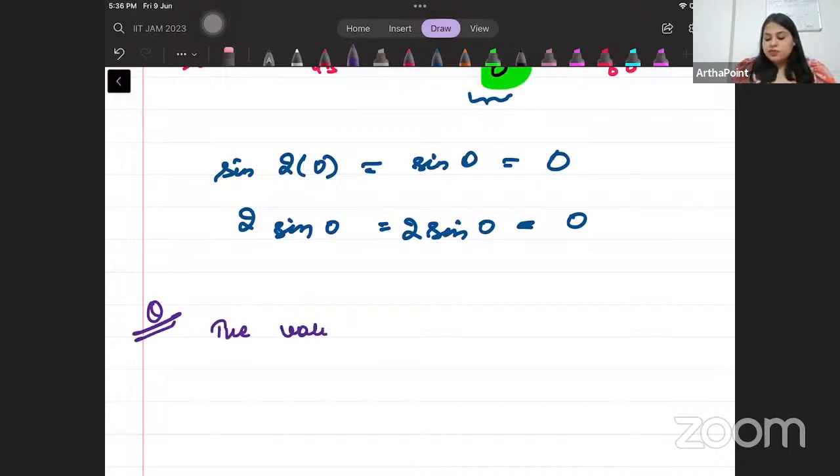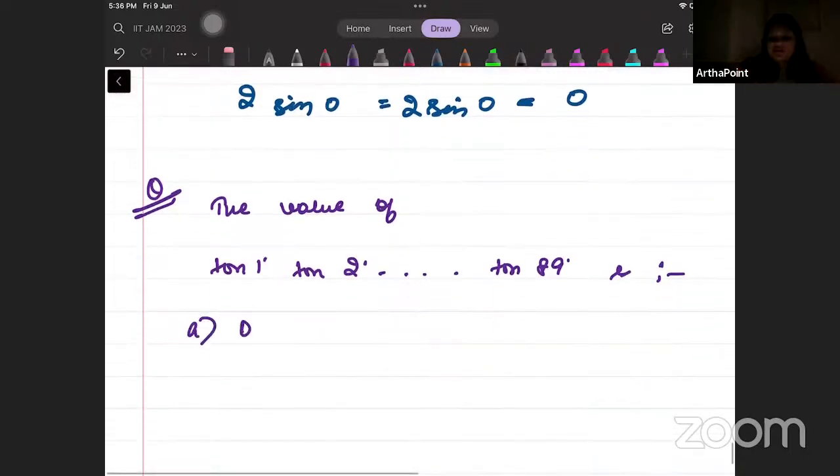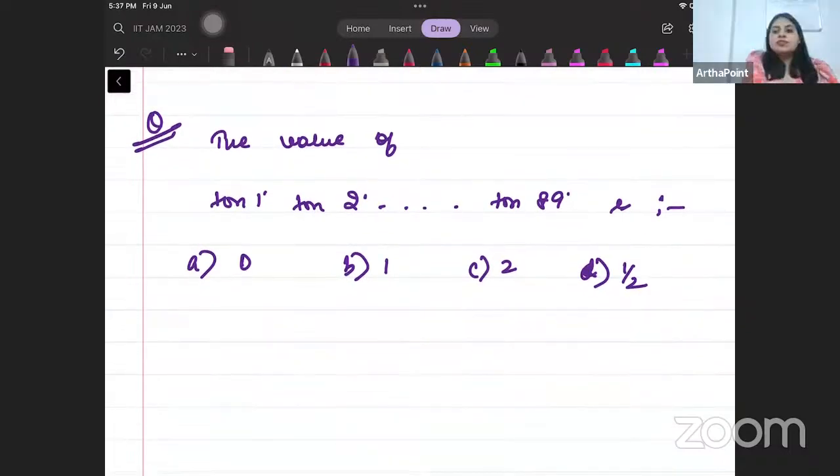Right? So now I'm giving you a difficult one, and I want you to try this. The value of tan 1, tan 2 till tan 89 is, and the options are 0, 1, 2, or half. So which of the following is the correct option? You have to go ahead and tell this based on these 4 options. So just try to do this. I'm telling you the answer for this. So answer to this question, beta, will be 1. But I'm leaving up to you to try this.